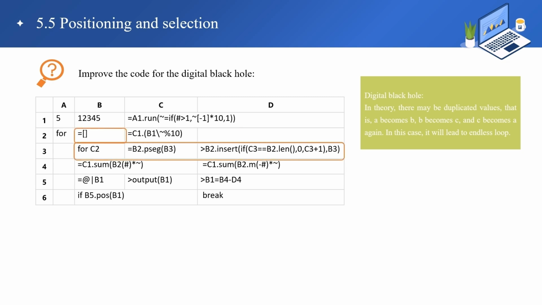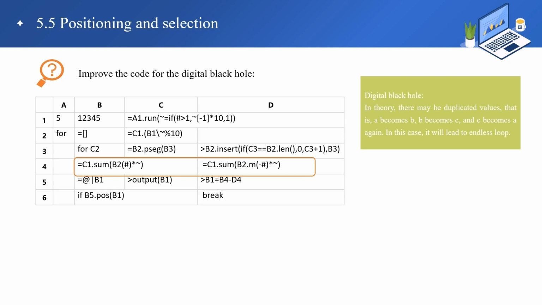B3 loops for each digit. In C3, pseg is used to find out where the new digit should be inserted. In D3, the insert function is used to insert it. At the end of the loop, B2 is the sequence sorted from small to large. B4 and D4 use C1 again to calculate the large number and small number. The at in B5 stands for itself.